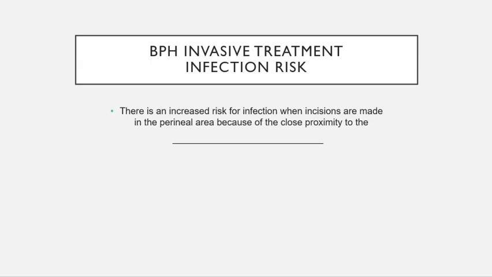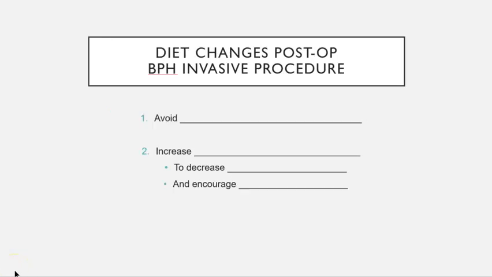There is a greater infection risk with some of these invasive BPH treatment options. So the risk is increased when incisions are made in the perineal area, and that is because of the close proximity to the rectum. Diet changes after your patient has an invasive BPH procedure. Teach them to avoid bladder irritants and to increase fluids. This will help to decrease constipation and encourage voiding.